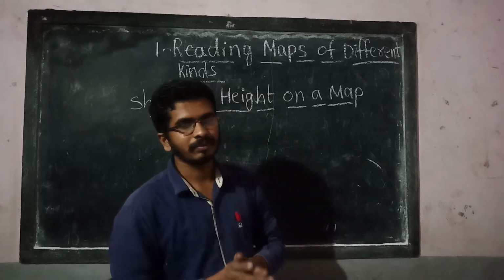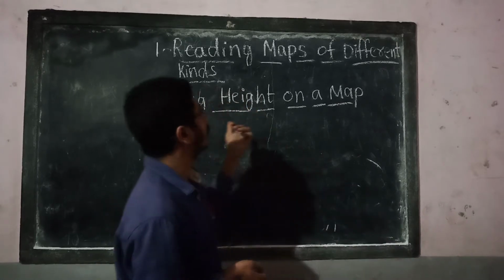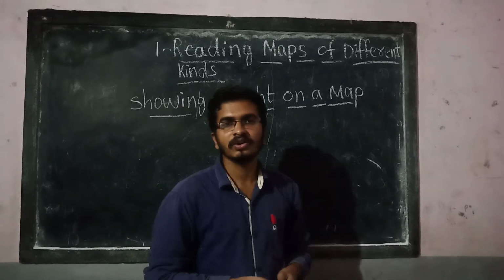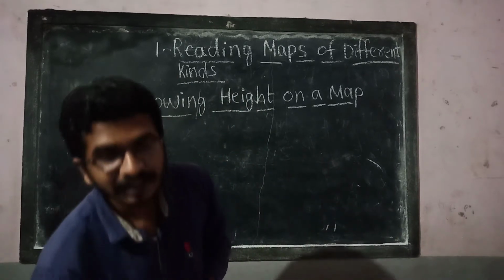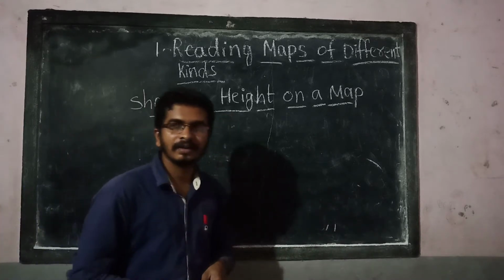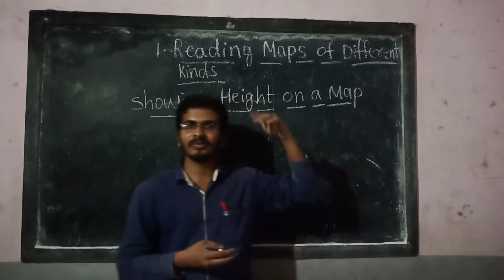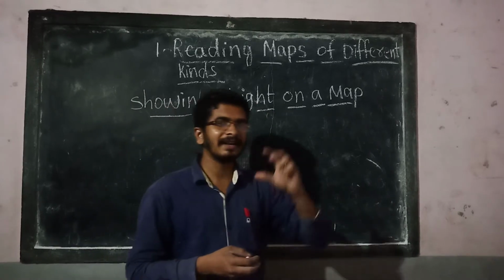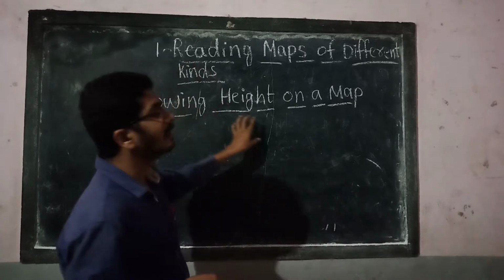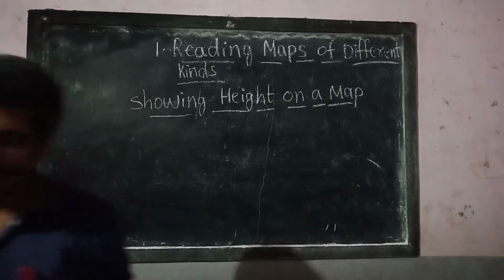In our previous video we have already started our portion, reading maps of different kinds. We learnt up to measuring height on land, about the Nimpur village: 0 meters, 50 meters, temple 150 meters, each in a different color. Remember that. So today we will learn about showing height on a map, which is a little related to the same.